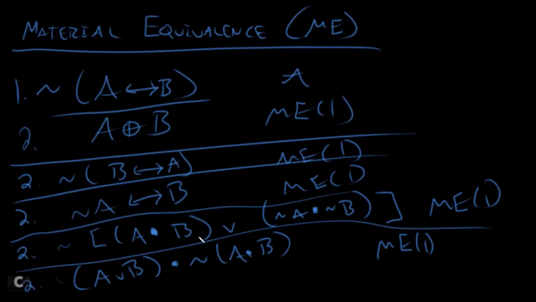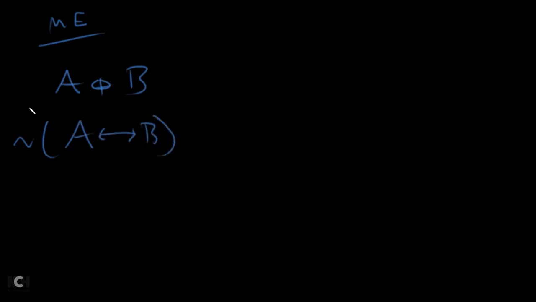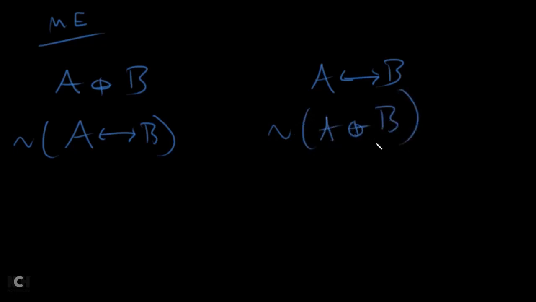So here's the main thing that I want you to know. In spite of all this other stuff, when it comes to material equivalence, the main thing that I want you to know is if you have an XOR, it's the same thing as saying a double arrow, through material equivalence. Further, if you have a double arrow, it's the same thing as saying an XNOR. Right? Period. They're the same thing.